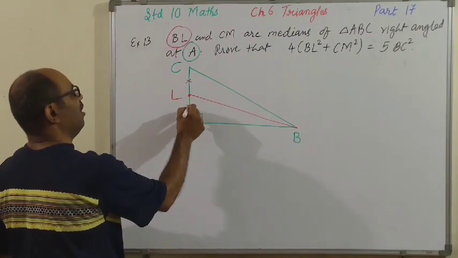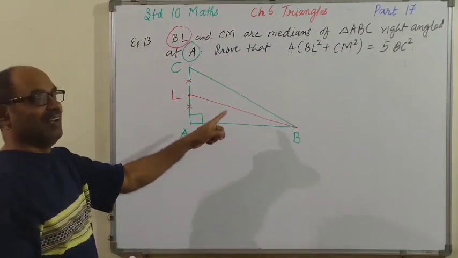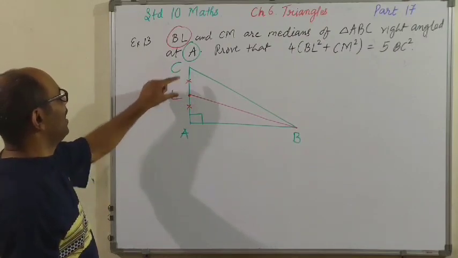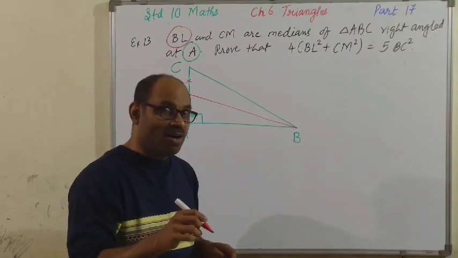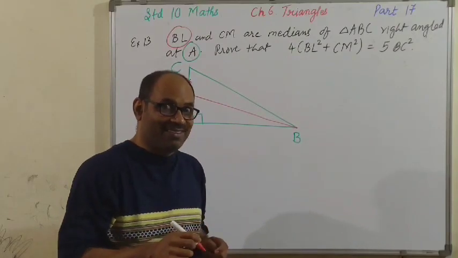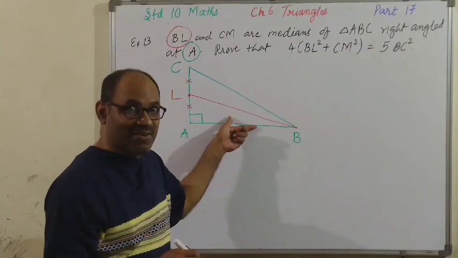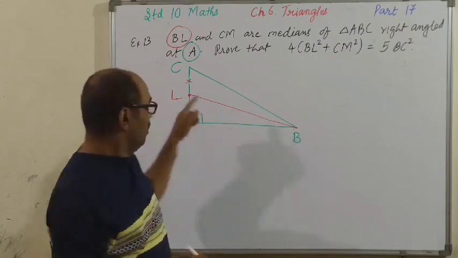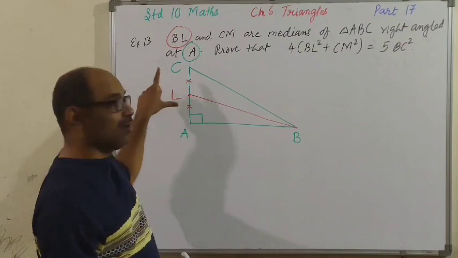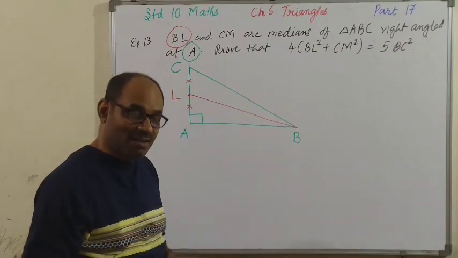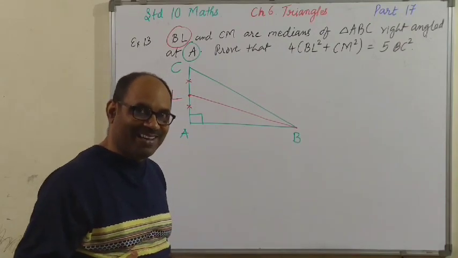Be careful. BL is median. So L is midpoint. So CL equal to AL equal to half of AC. That should be in your box, in your bag, in your pocket. What condition is given? BL is median. So L is midpoint. So CL equal to AL equal to half of AC. Remove whenever you need from your pocket.